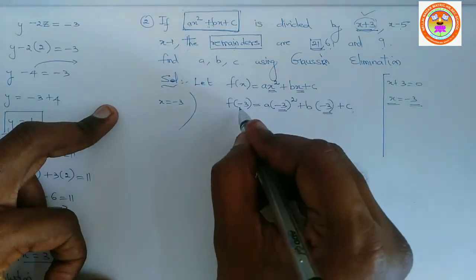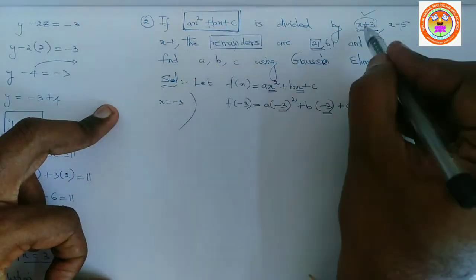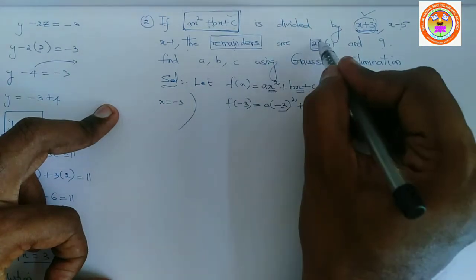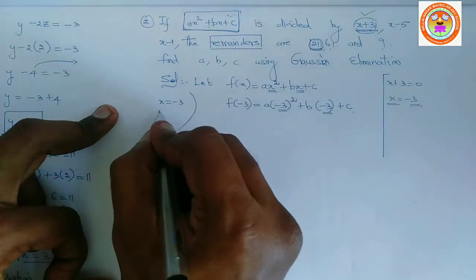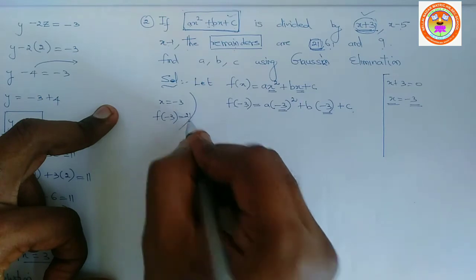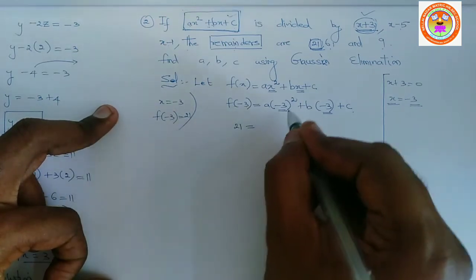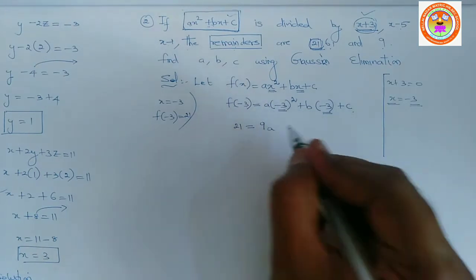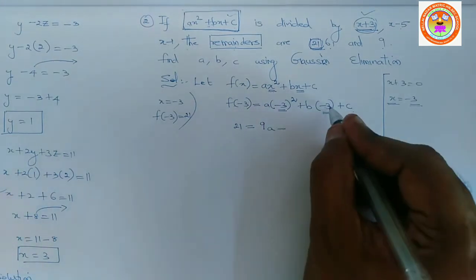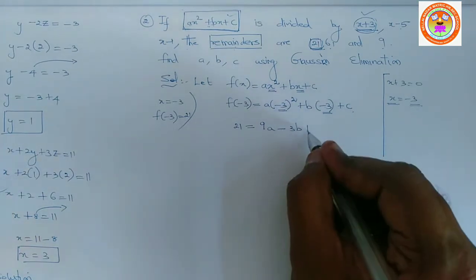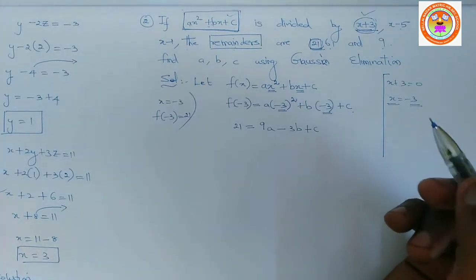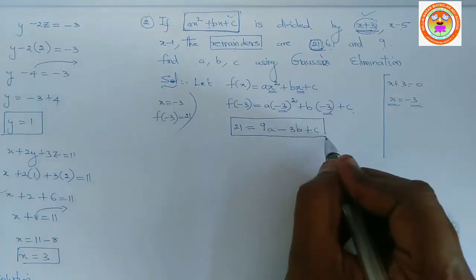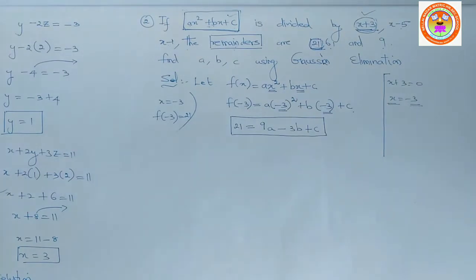Finally the constant. Since if we divide this ax square plus bx plus c by x plus 3, we get remainder as 21. So f of minus 3 is nothing but 21. So 21 is equal to minus 3 the whole square, which is 9, so 9 into a, plus minus 3 into b is minus 3b, and finally the constant c. So 21 is equal to 9a minus 3b plus c. We will keep it as it is for now.